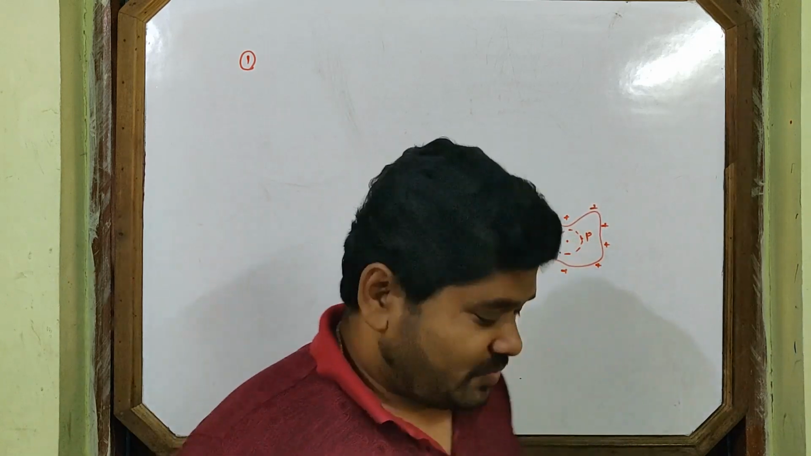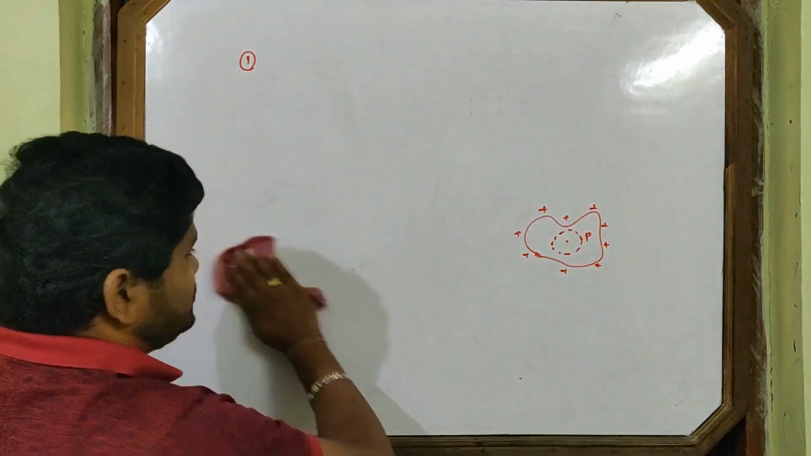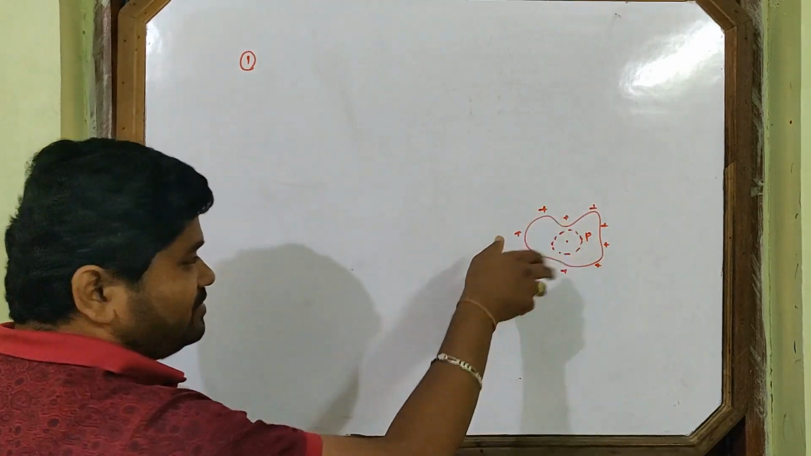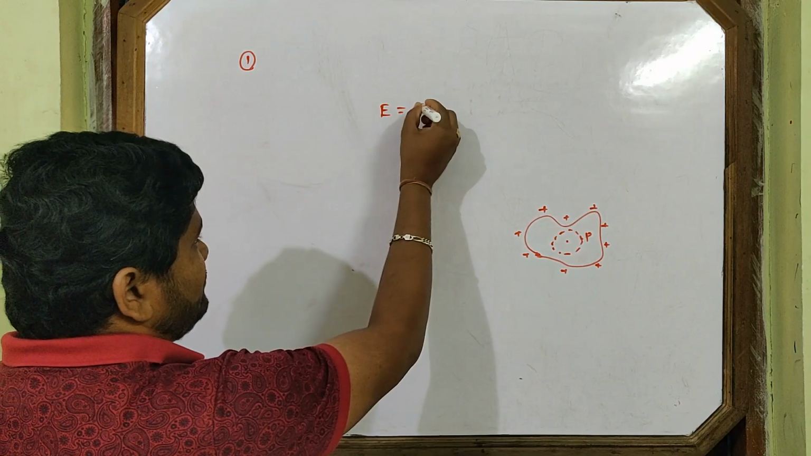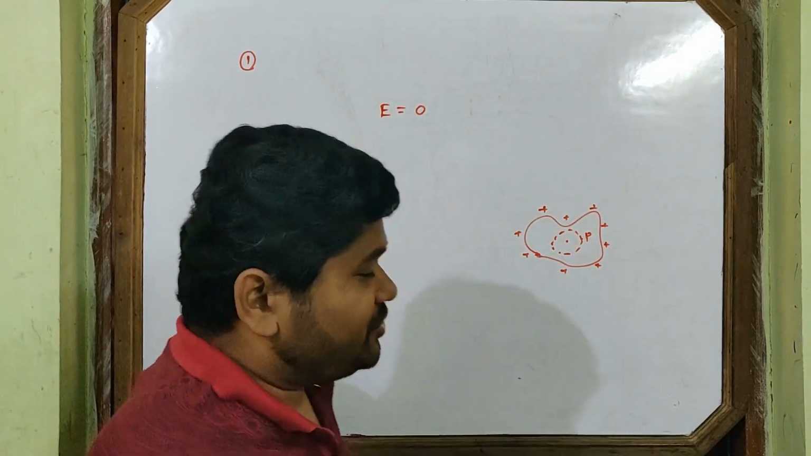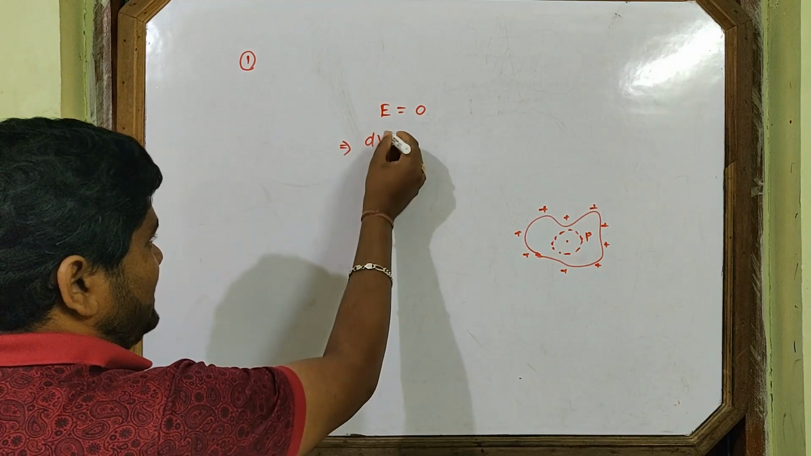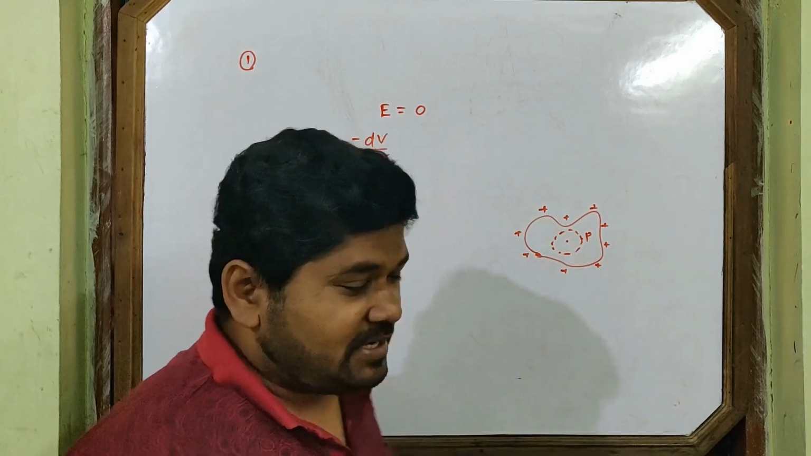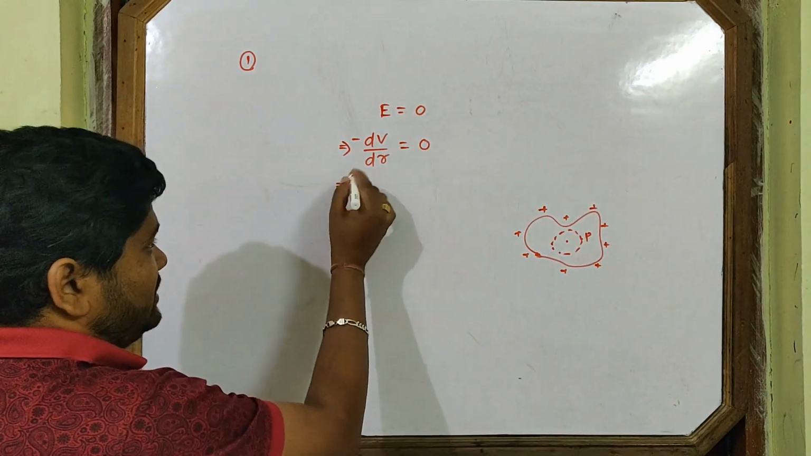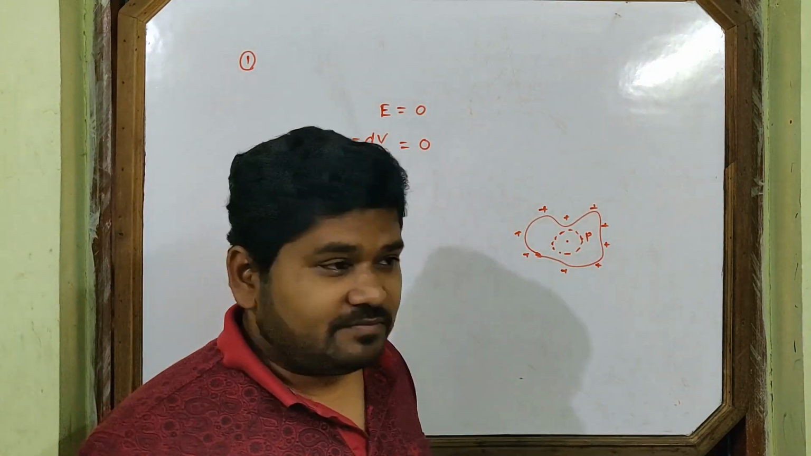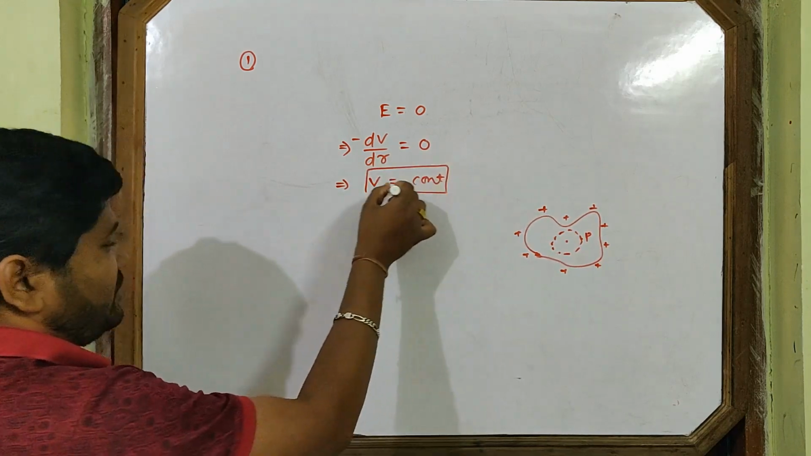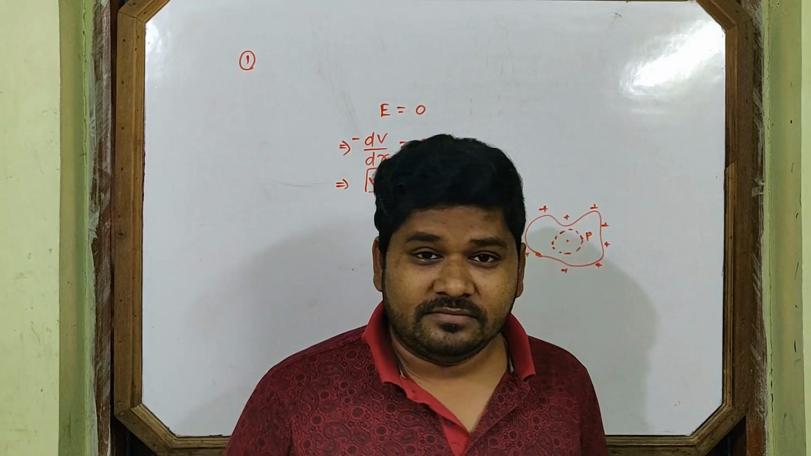You may ask the question why. I can explain this one. This also comes in the exam. The electric field on, as well as inside, the whole volume of the conductor is 0. If the electric field is 0, then using the relation between electric field and potential, E is equal to minus dV by dl, is equal to 0. If the derivative of potential with respect to distance is 0, then what about V? V is constant. We can prove it like this; in the exam this question will come.